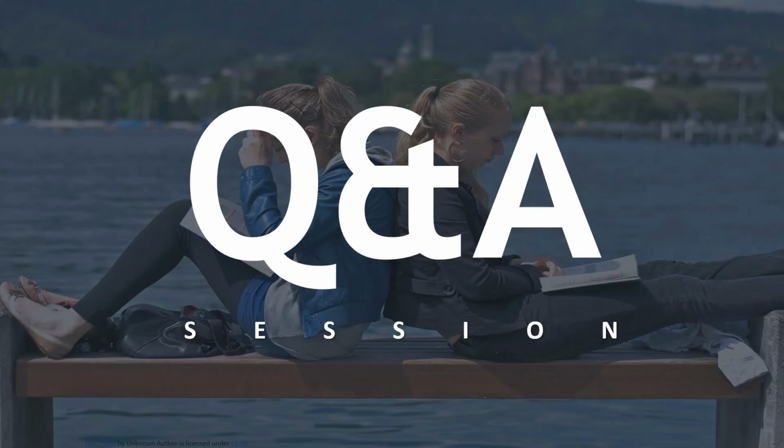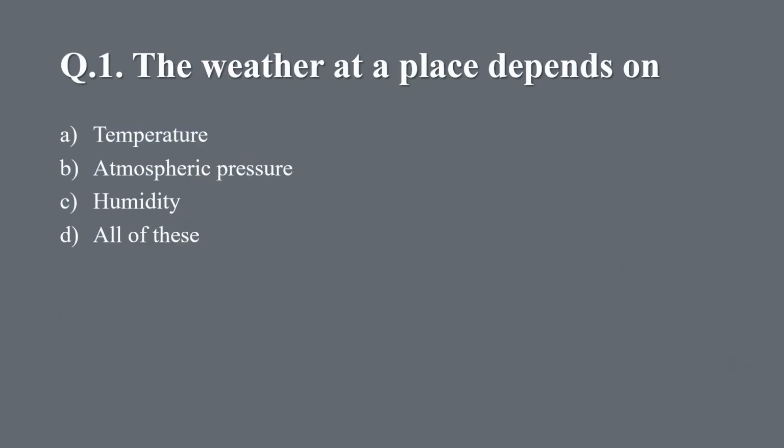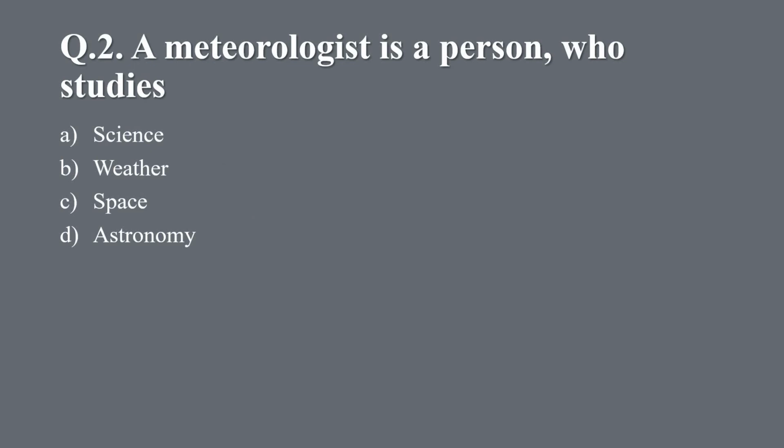Now, let us revise what we have learned today. Question 1. The weather at a place depends on A. Temperature, B. Atmospheric pressure, C. Humidity, D. All of these. And your right answer is D. All of these. Question 2. A meteorologist is a person who studies A. Science, B. Weather, C. Space, D. Astronomy. And your right answer is B.